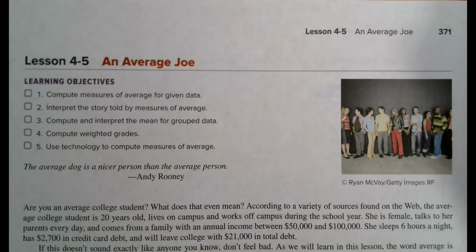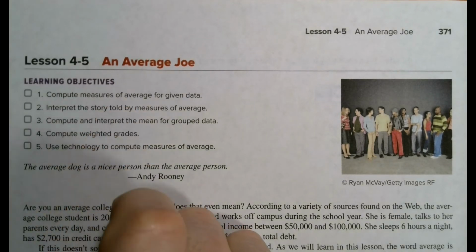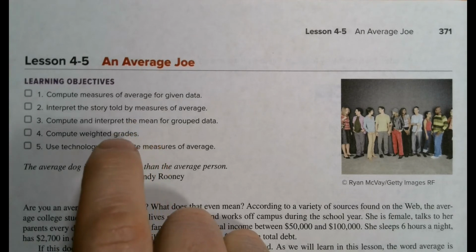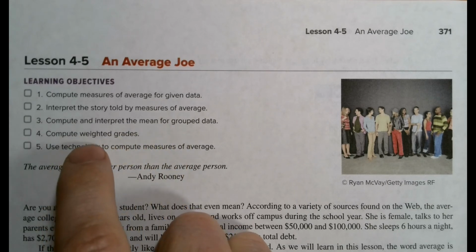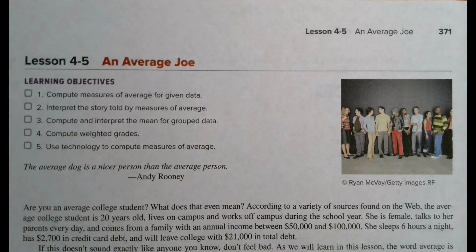All right, let's do section 4.5. In this section, we're going to calculate measures of average for given data, and then we're going to learn what those measures of average tell us. We're then going to look at interpreting the mean for grouped data and compute weighted grades. And we'll look at how we can use technology to do this.